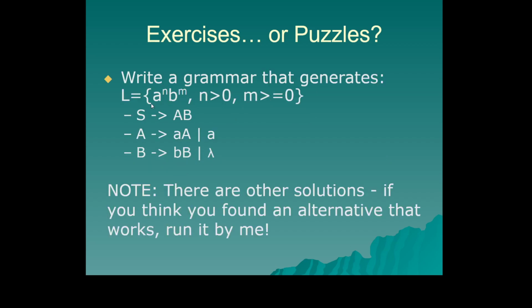S goes to capital A, capital B. A goes to one or more A's, B goes to zero or more B's, right? So this is A plus B star, right? So hopefully this ties together a little bit of that language notation. There's the regular expression way of writing it. There's a language definition way of writing it. Now there's a grammar way of writing it. There's also an automata version of this, right?